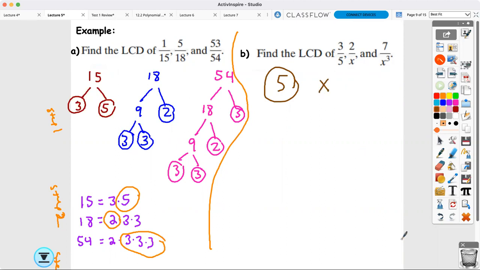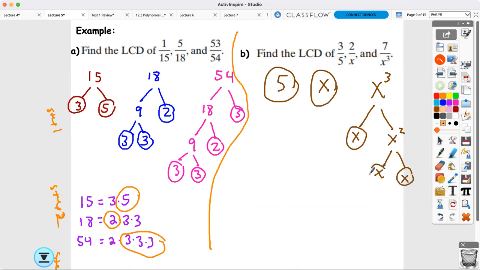X is just X, 1x by itself. So technically the only factors of X are 1 and X. So X is done already too. X cubed is actually X times X squared. And we know X is prime already, and X squared is just X times X. So now we're gonna write the prime factorization. We know 5 is just equal to 5. We know X is equal to X. We know X cubed is equal to X times X times X.